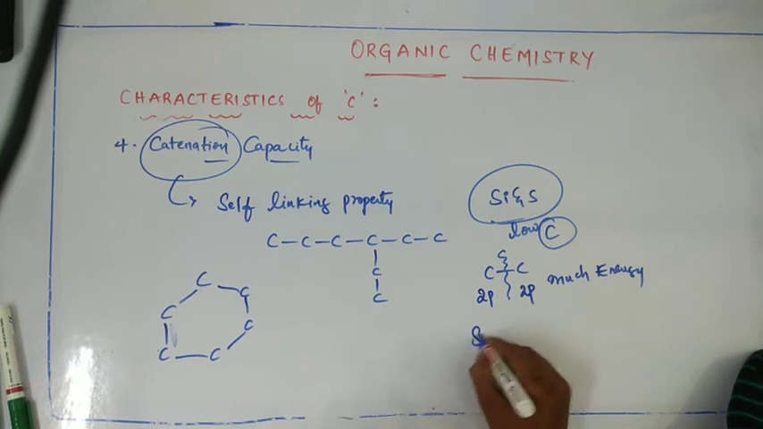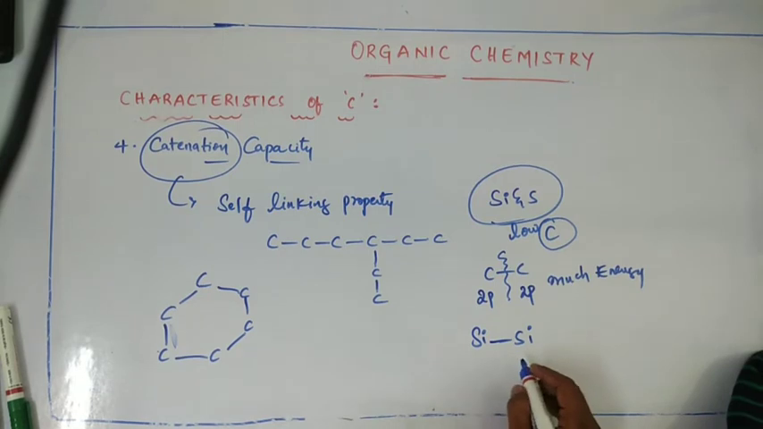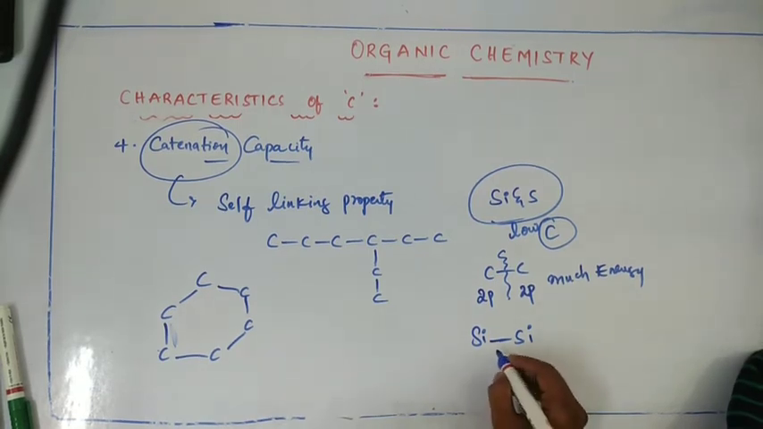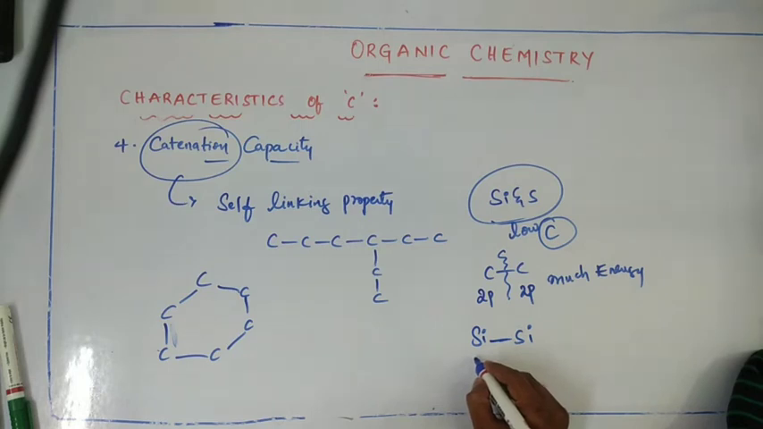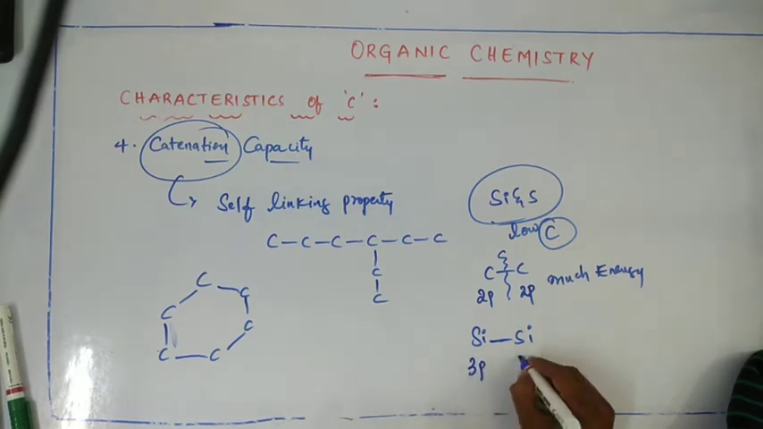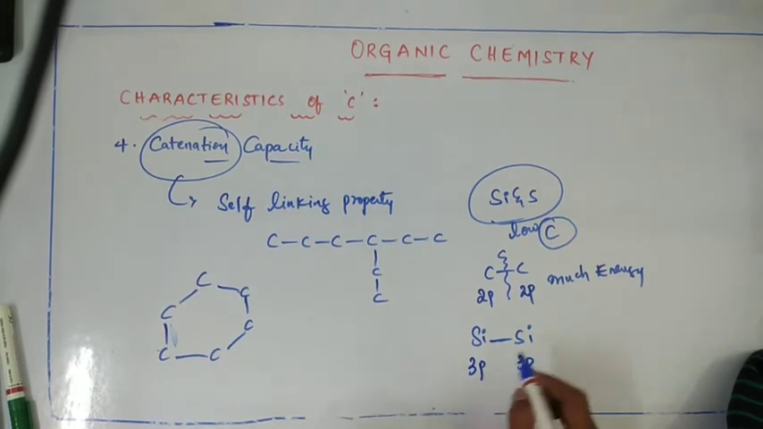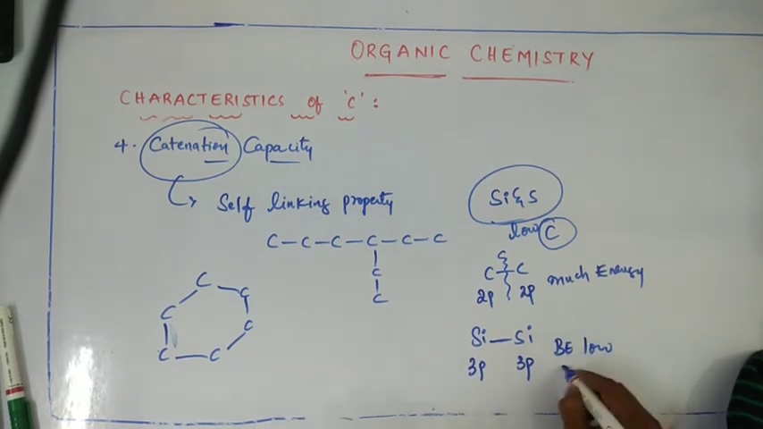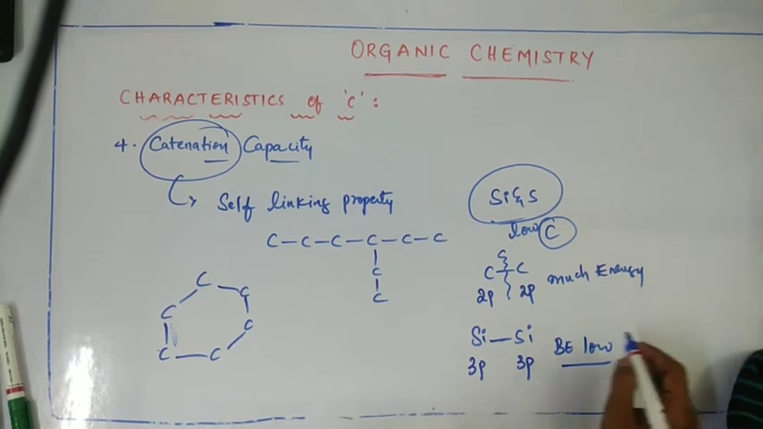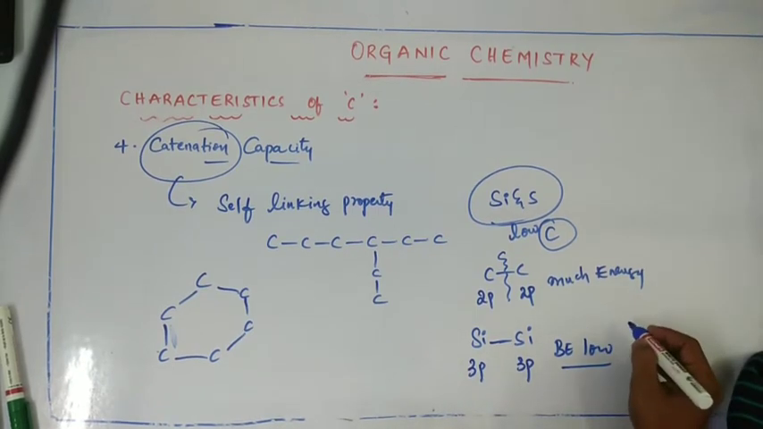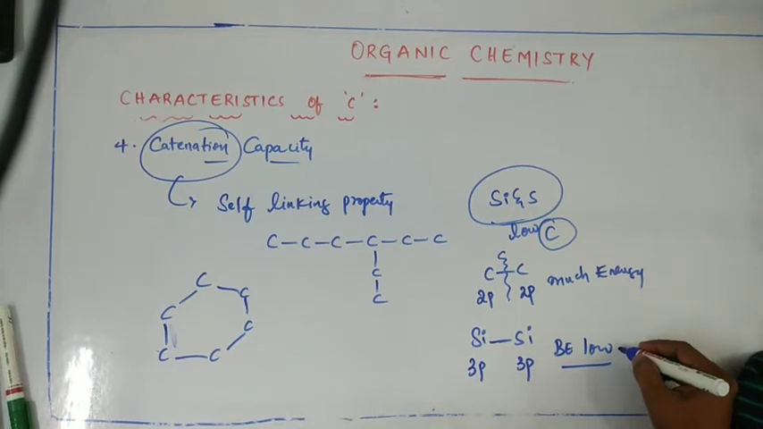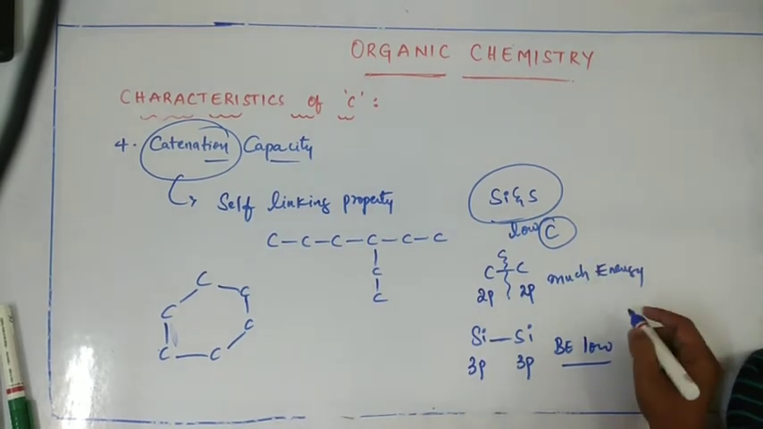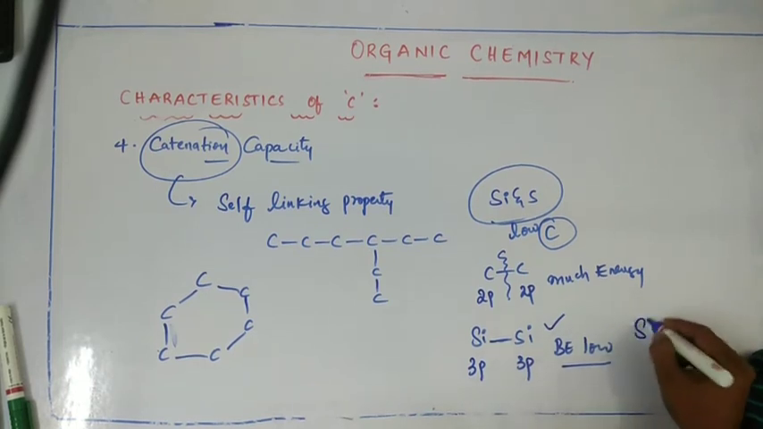But if you take silicon, the silicon atoms are linked with a single covalent bond, but 3p overlap is involved in this one. So 3p overlap can be broken easily. That's why this bond energy is low compared with the bond energy of the carbon-carbon single bond. So carbon has more catenation capacity compared to silicon as well as sulfur.